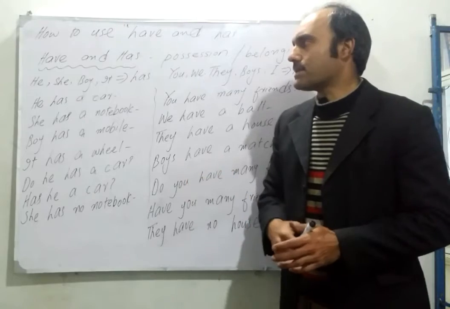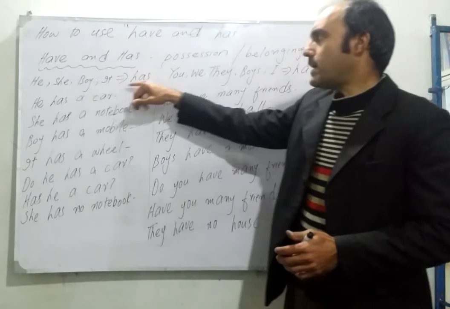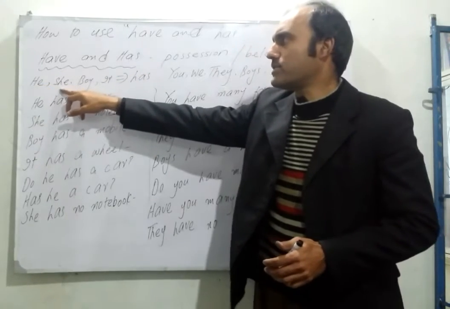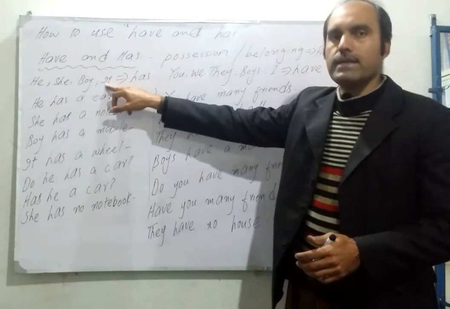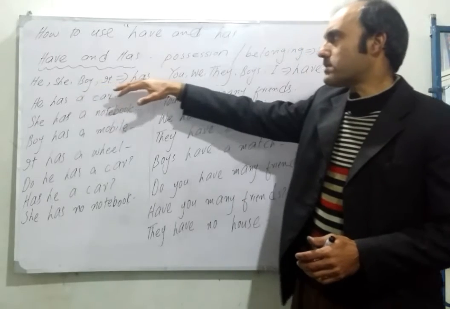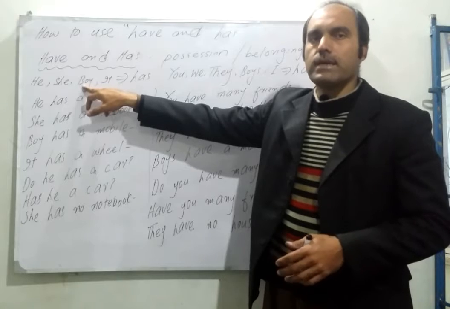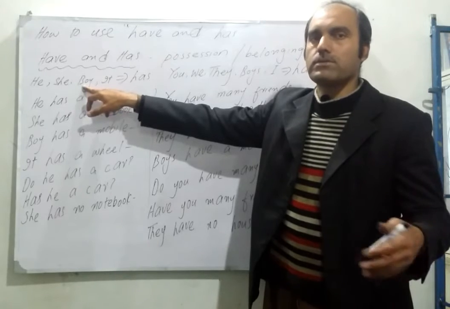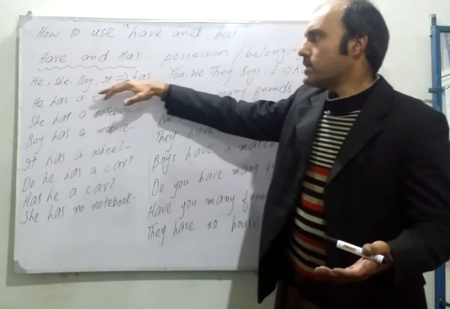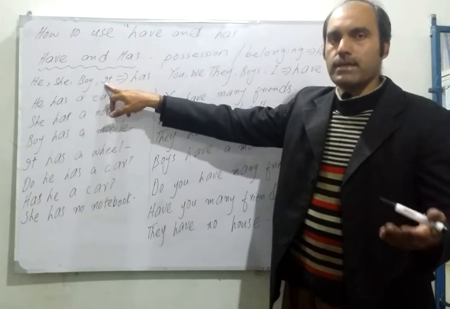So this is so easy. You have to pay a little bit of attention to this. Has we can use for he, she, boy, and it. For these four words you can use has. You can replace boy and girl, and instead of this boy you can write names. And for these four words you can use has. It means a non-living thing or an animal.